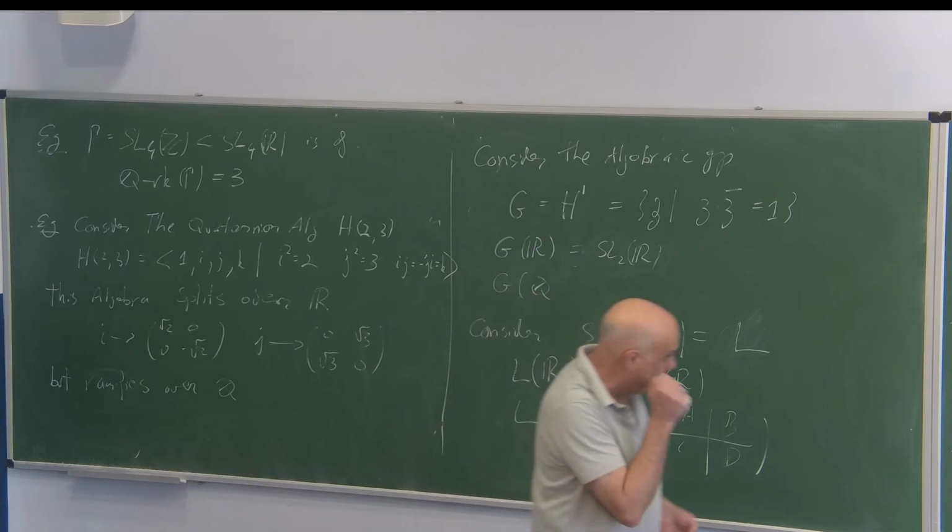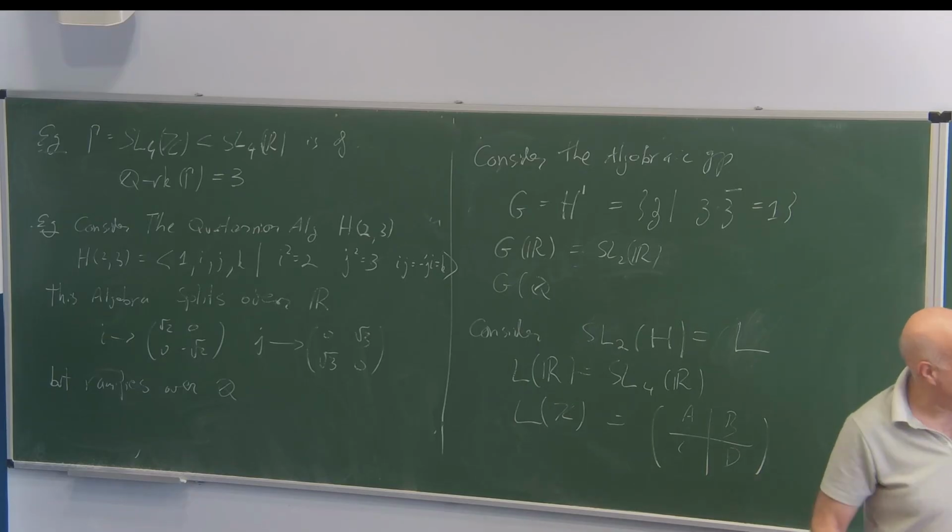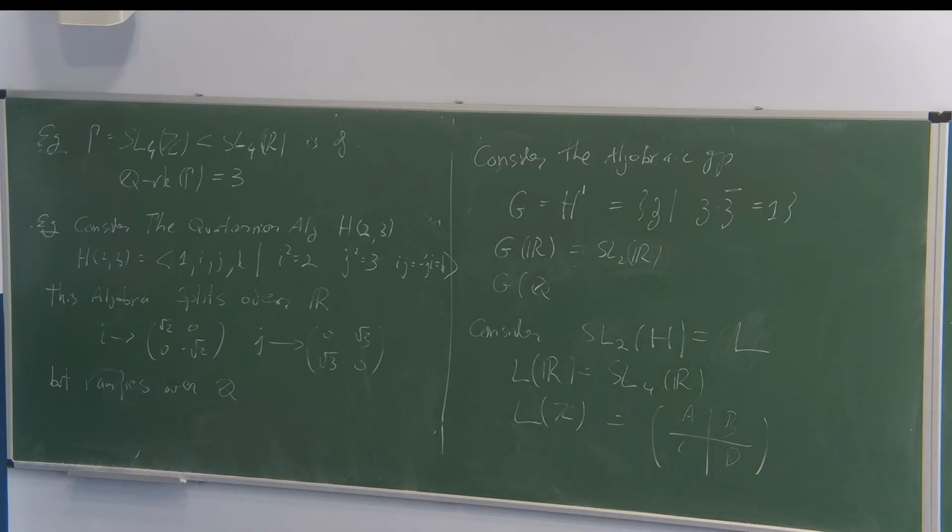So this is a nice example of a group that we do not know how to handle. It's an example of a lattice inside SL4 that has Q rank 1, and that doesn't fall into the jurisdiction of this theorem.